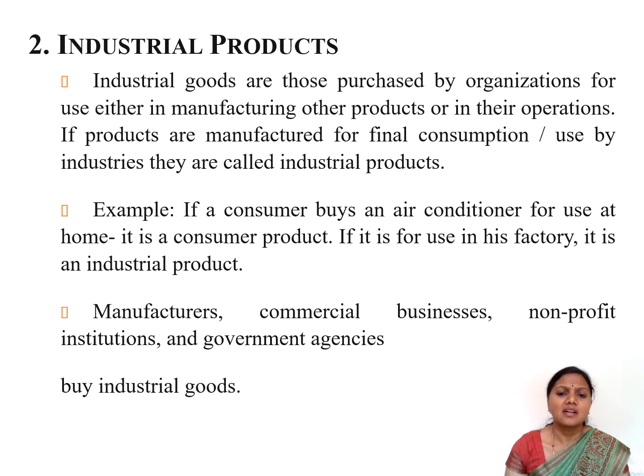Manufacturers, commercial businessmen, non-profit institutions and the government agencies will purchase the industrial products. Consumer products will be bought by the consumers, whereas industrial products are bought by the manufacturers, other manufacturers, commercial businessmen, non-profit institutions and the government agencies.